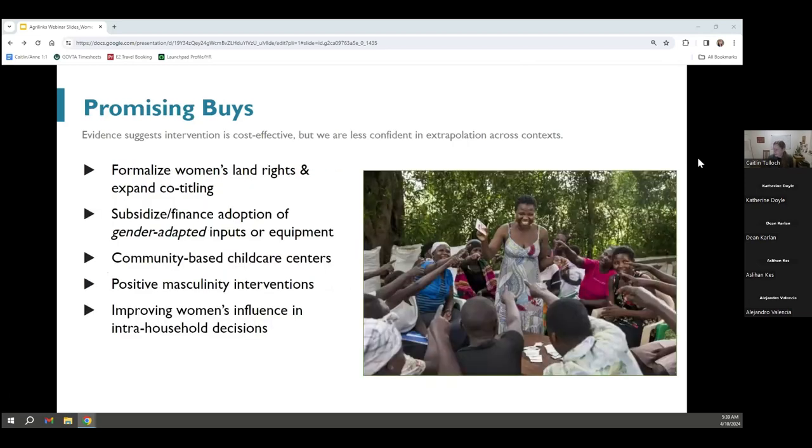All right, let's turn now to the promising buys. And a reminder, these are the interventions where evidence suggests they are quite cost effective, but we're less confident that that's going to extrapolate across contexts. And that can be for a variety of reasons. We'll take them on a case-by-case basis.